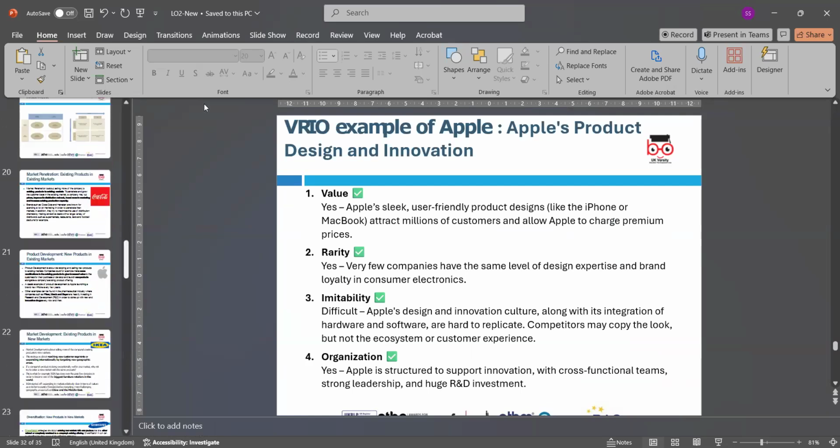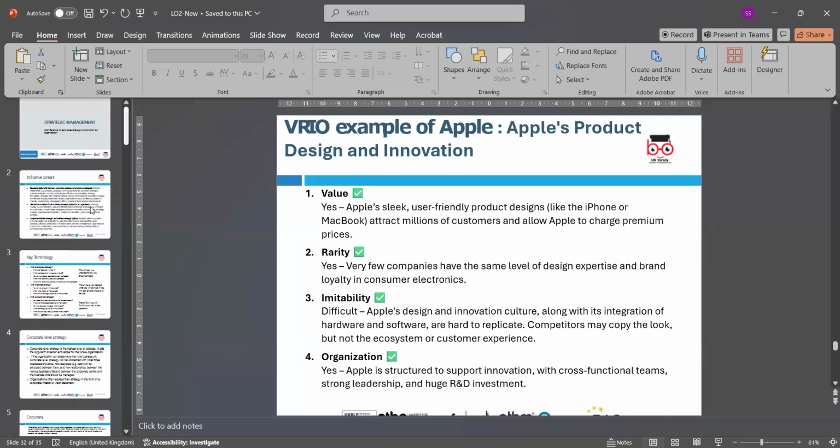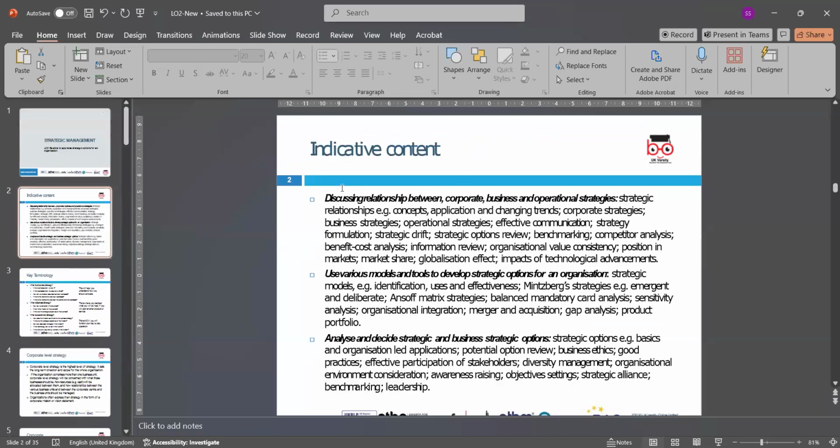So we have discussed different strategies today. We have discussed three-level strategies, and the relationship between them. We have discussed the models and tools, and how you can utilize these models and tools, and how you can analyze and decide these things. We have also discussed cost and benefit analysis and sensitivity analysis techniques.